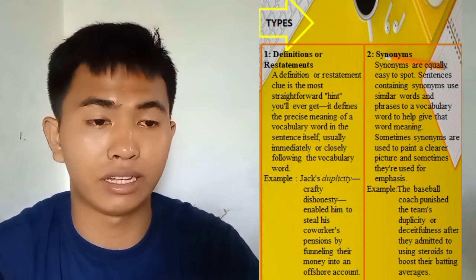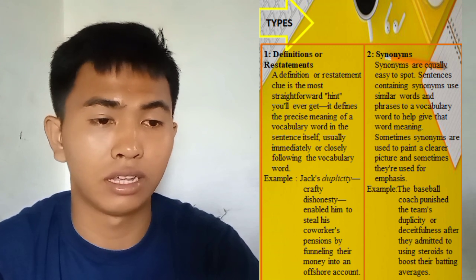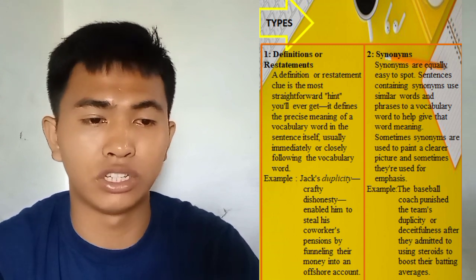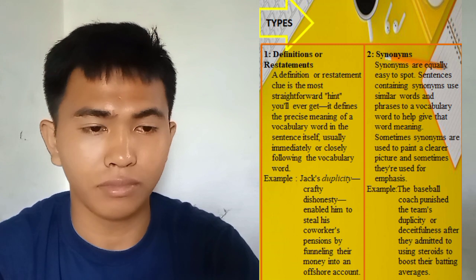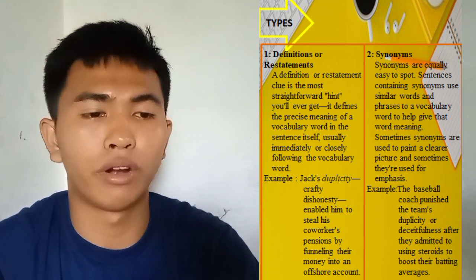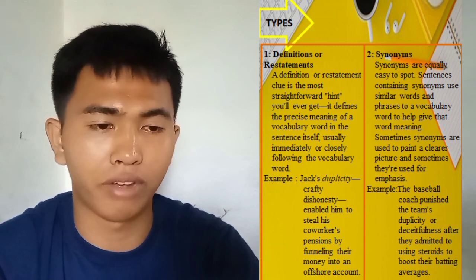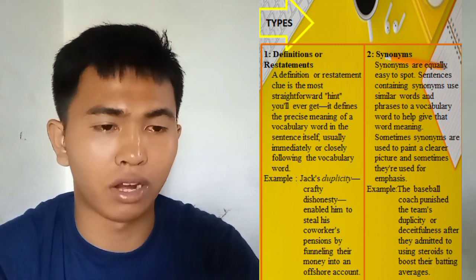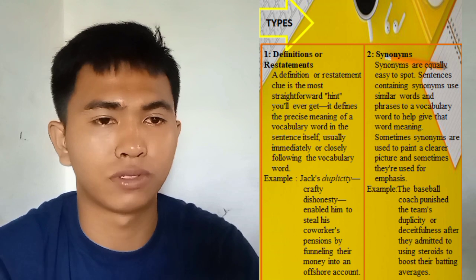Jack's duplicity, crafty dishonesty, enabled him to steal his coworkers' pension by funneling their money into an offshore account.